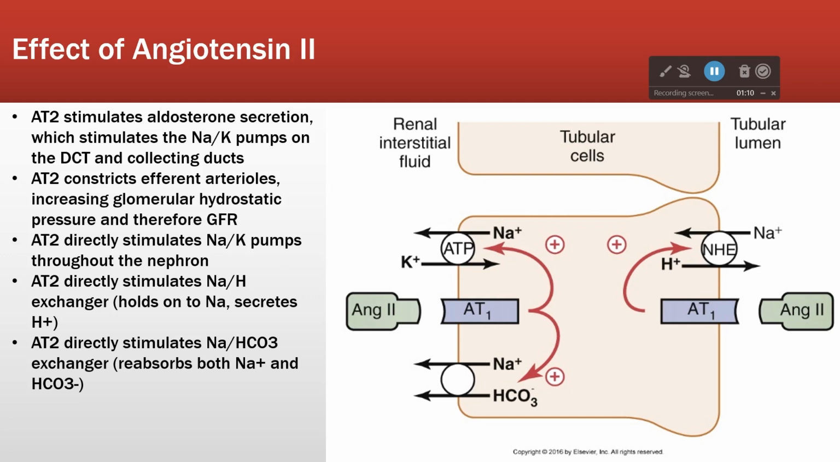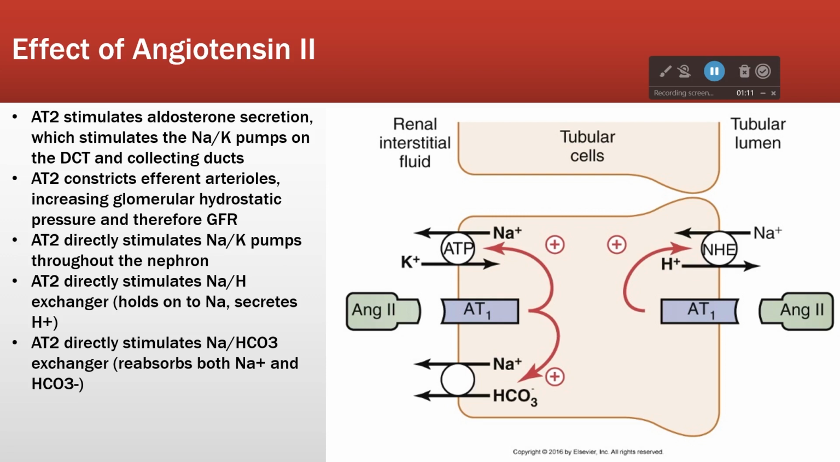Okay, that's aldosterone. What does angiotensin II do? So it's going to stimulate aldosterone secretion, right? And that's going to stimulate sodium-potassium pumps like we just talked about. AT2 also works on the pressure side, on the filtration side. It's going to constrict efferent arterioles. That's going to increase glomerular hydrostatic pressure and GFR, right? Angiotensin II directly stimulates sodium-potassium pumps throughout the nephron, okay? It also stimulates sodium-hydrogen exchangers, and directly stimulates the sodium-bicarb exchanger. So angiotensin II is a busy thing, right?